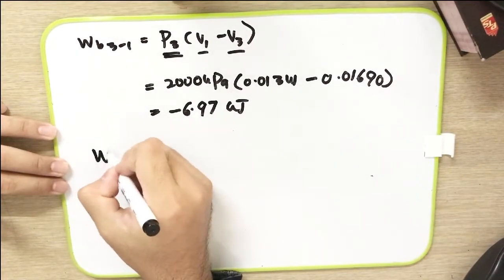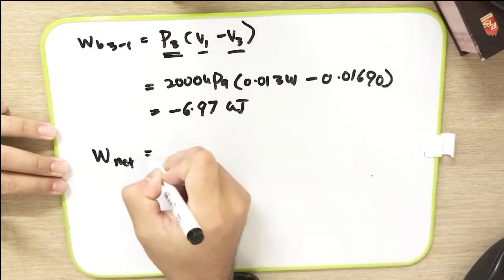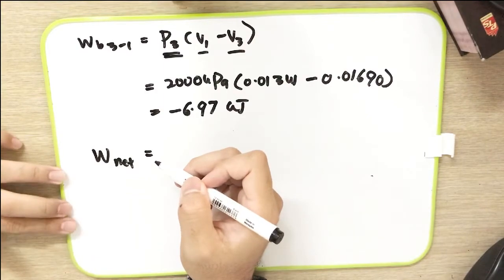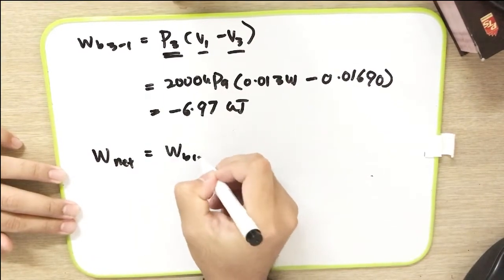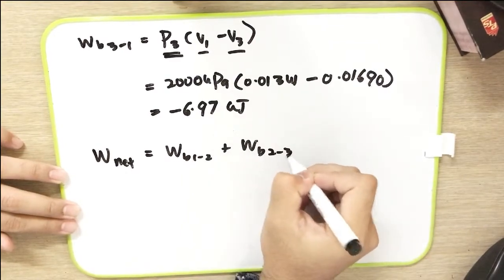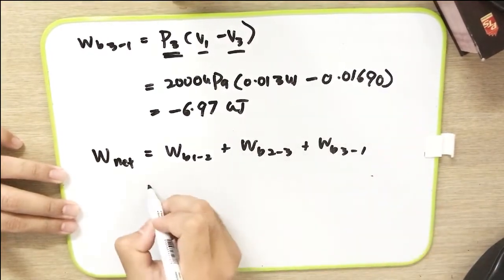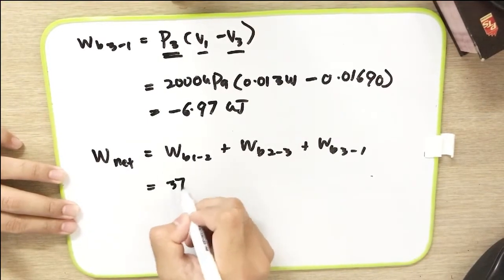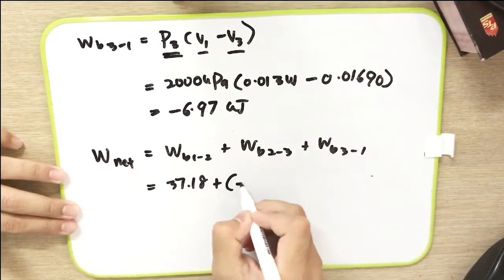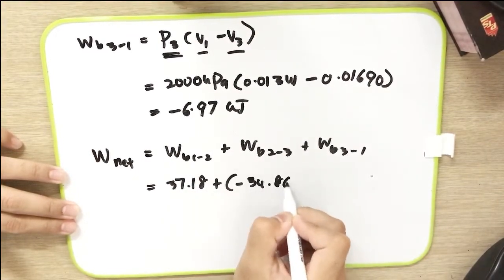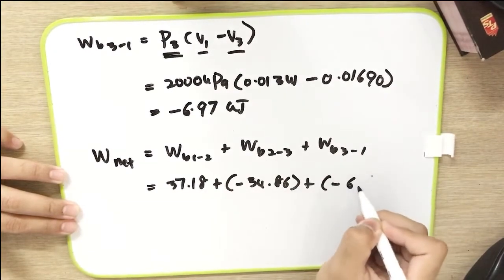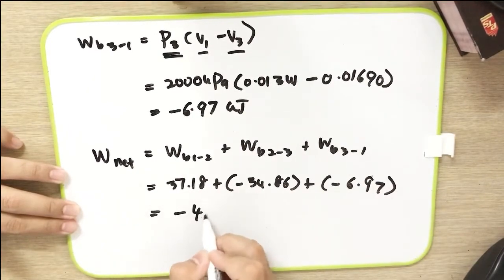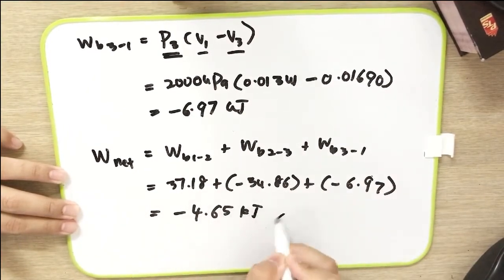Next, we have to find the net work. When we find the net work, we have to sum all the boundary work for all the processes, which is from 1 to 2 plus 2 to 3 plus 3 to 1. So we take the values that we found just now, which is 37.18 plus negative 34.86 plus negative 6.97. So we will get 4.65 kilojoule.